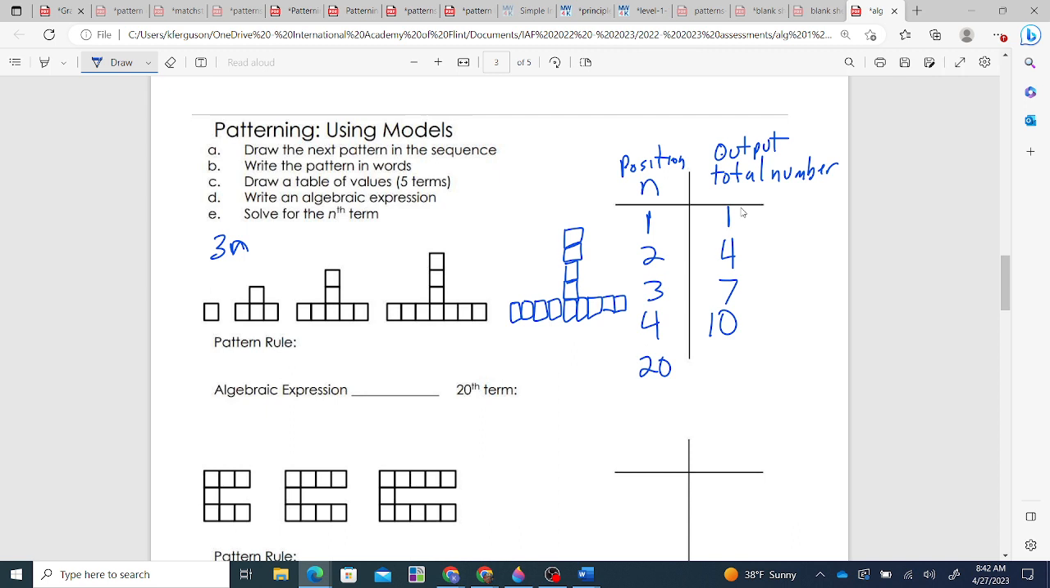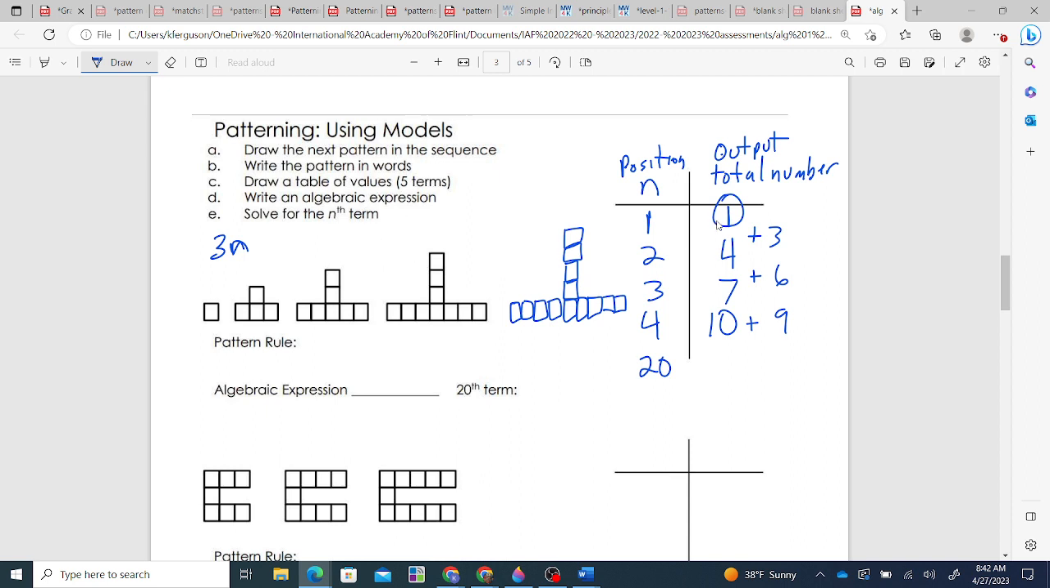So the first time, I increased by 3. The second time, I increased by 6. The third time, I increased by 9. See? Plus 3, plus 6, plus 9. If I think about starting with 1. So I started with 1, I hit 3, 6, 9, and then we went to 13. I increased by 12.